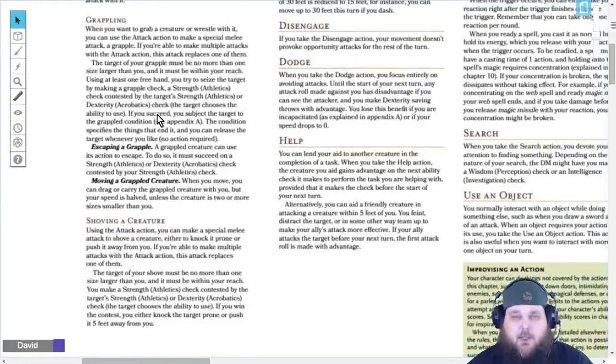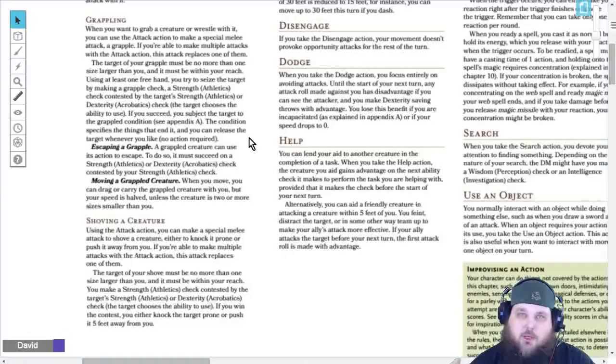And the conditions, we're not going to go over the conditions here. So the condition specifies the thing that ends it, and you can release the target whenever you like. So it's basically a free action. You can just say, okay, I let go of the creature. Now there's two things that go along with grappling also. There's escaping from this grapple, and then you can move the grappled creature also. So if you want to escape from the grappled creature, that creature can use its action to break free. And to do so, it's basically going to do the same thing that you just did to it.